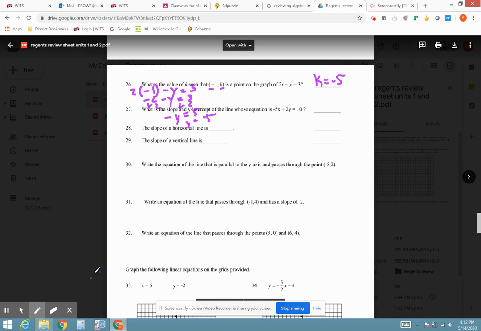Slope of a horizontal line is 0. Slope of a vertical line is undefined. If the equation of a line is parallel to the y-axis and passes through the point... Okay, so you know y equals mx plus b. If it's parallel to the y-axis, you know that its slope is undefined. So if you think about it, you have the point (-5, 2). So here's your line. So x equals negative 5.